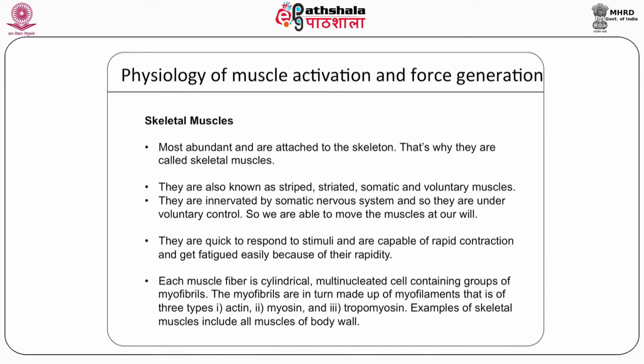They are also quick to respond to stimuli and are capable of rapid contraction, and get fatigued easily because of their rapidity. Each muscle fiber is a cylindrical, multinucleated cell containing groups of myofibrils. The myofibrils are in turn made up of myofilaments, of 3 types: actin, myosin and tropomyosin. Examples of the skeletal muscle include all muscles of the body wall.